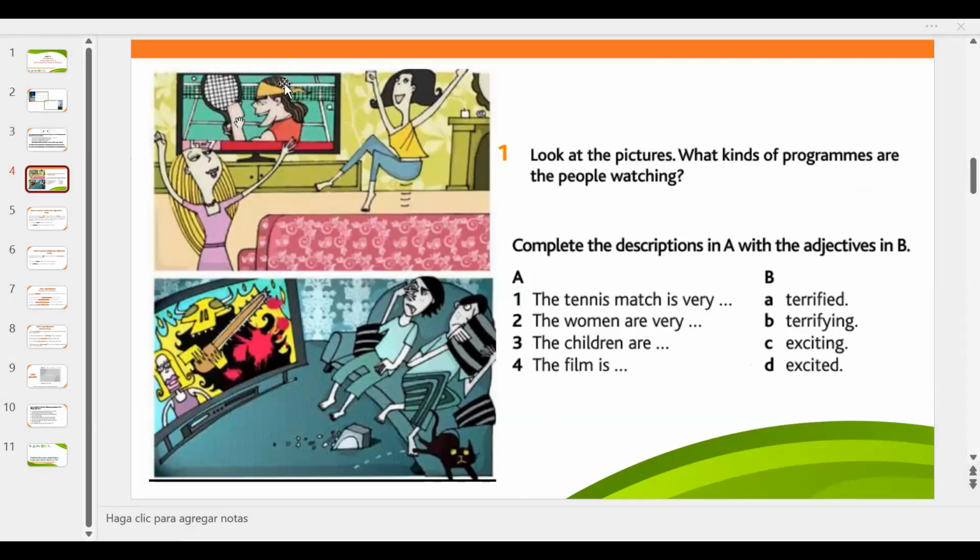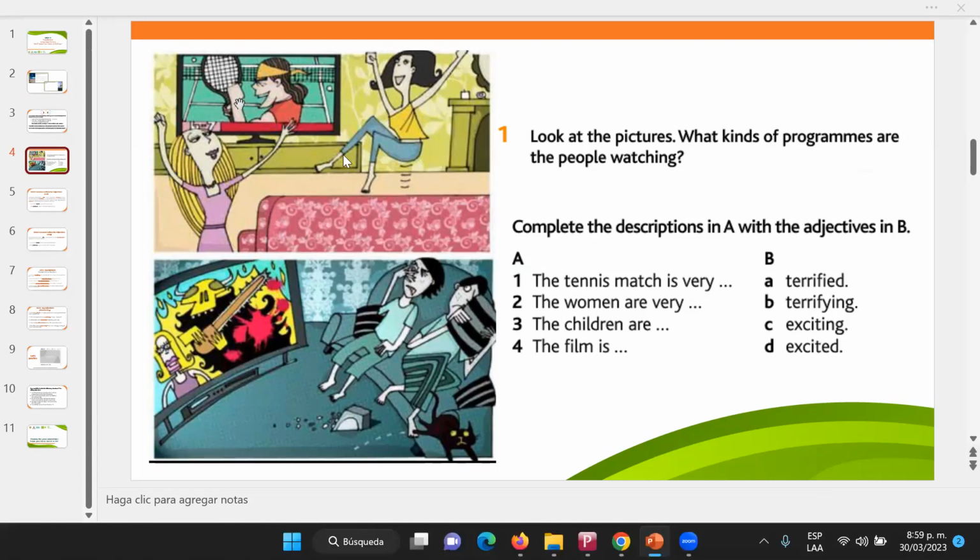That is the next exercise that we have in the book. I just put the pictures here so it is easier for us to do the activity, because in the book I would have to be moving the page back and forth the whole time. Let's have a look at these 2 pictures. What kinds of programs are the people watching? For example, picture number 1, the first picture here.